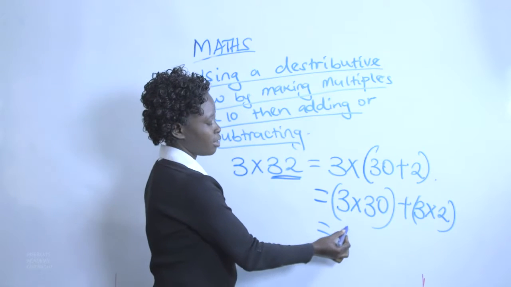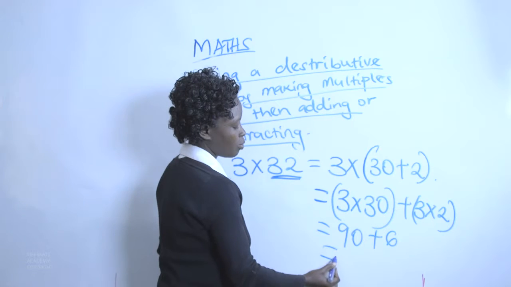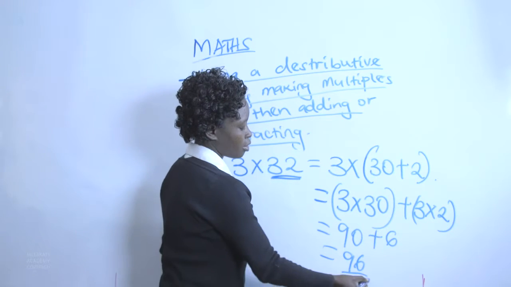3 times 30 is 90. 3 times 2 is 6. So 90 plus 6, we get 96.